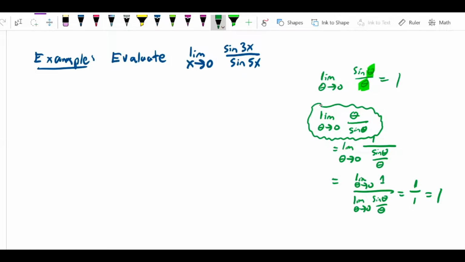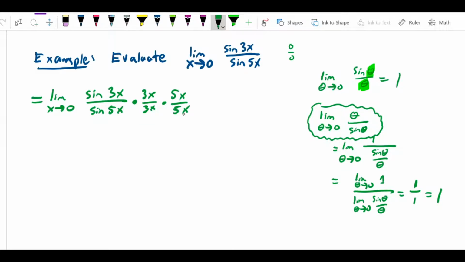So okay, let's go back to this. We have sine of 3x over sine 5x. As x is approaching 0, we can see that substitution would give us 0 over 0. So we're going to have to use one of these rules. Let me show you how to do that. This is equal to the limit as x approaches 0 of sine 3x over sine of 5x times 3x over 3x times 5x over 5x.